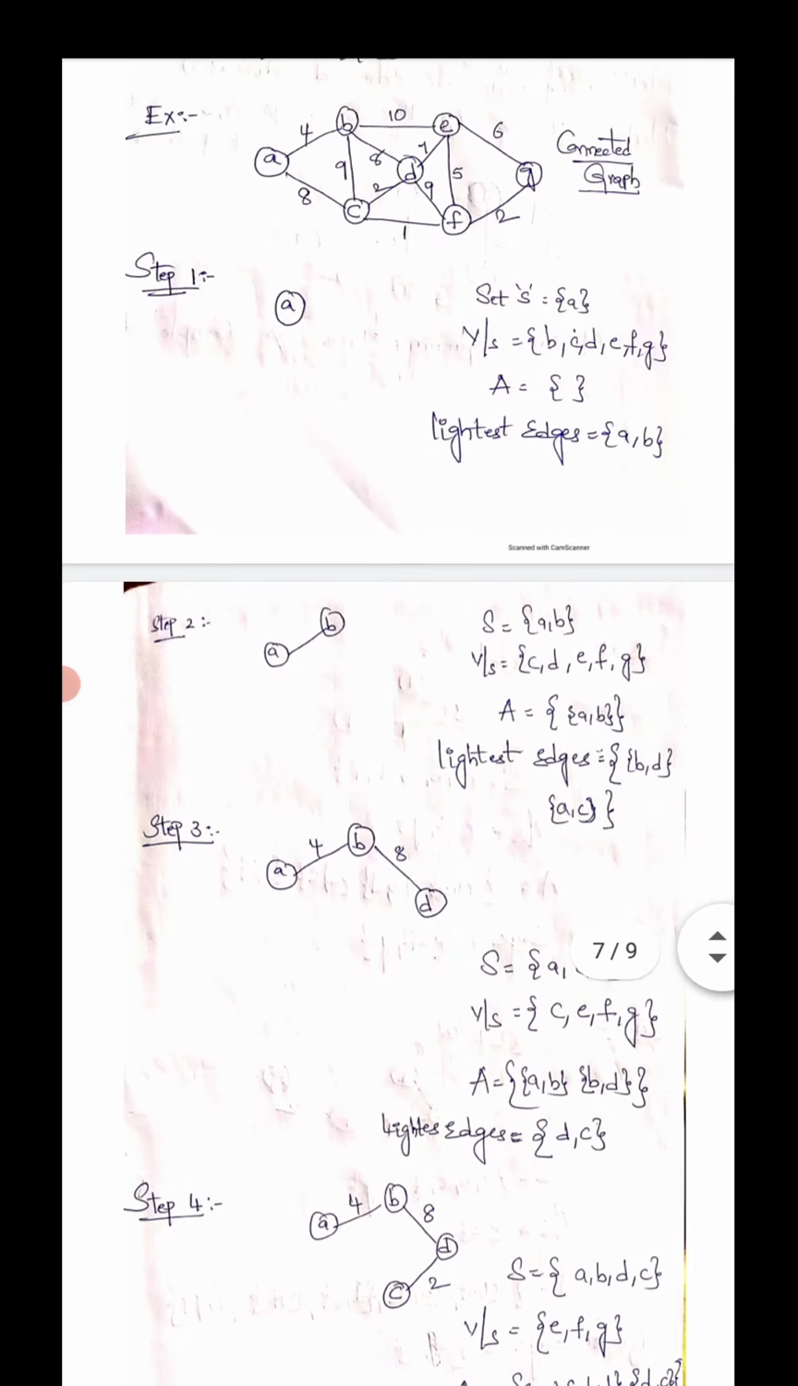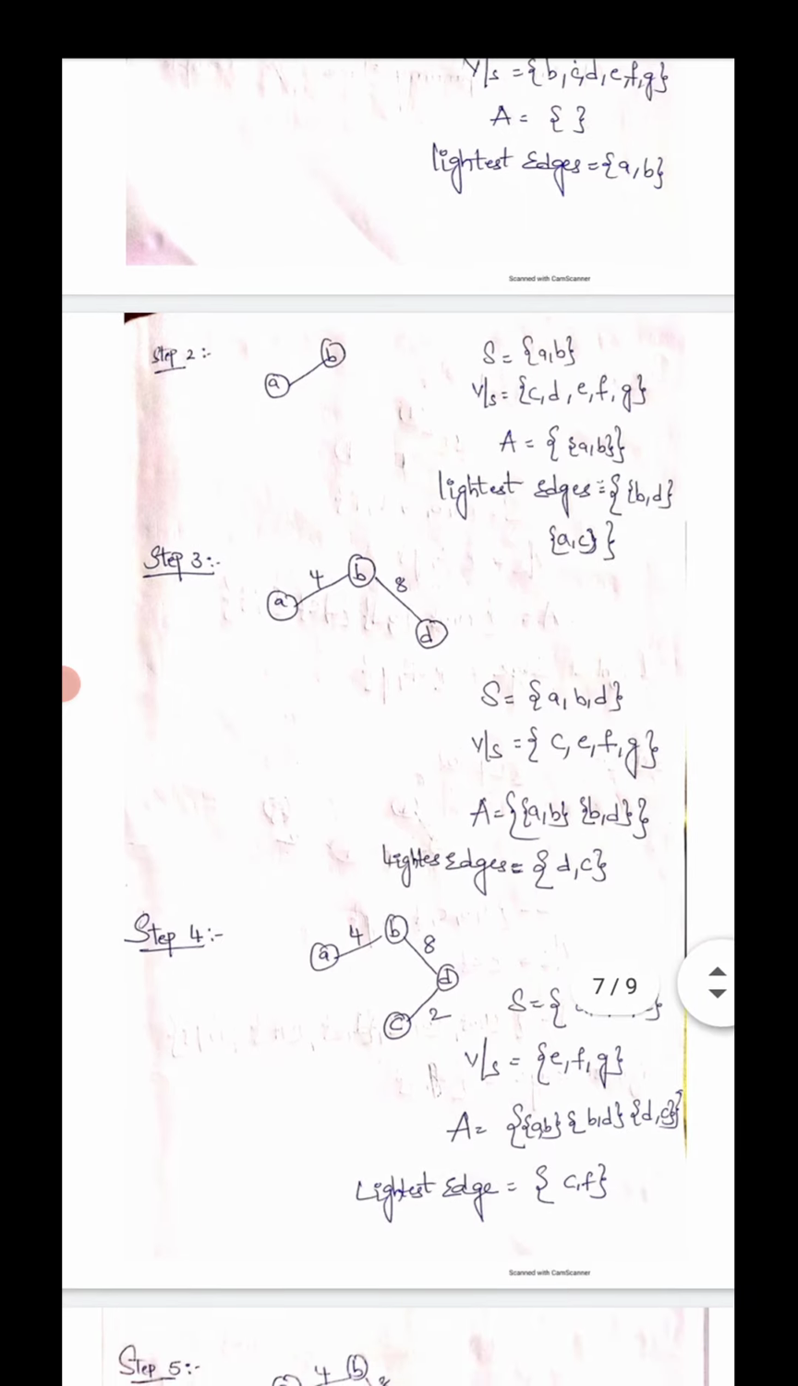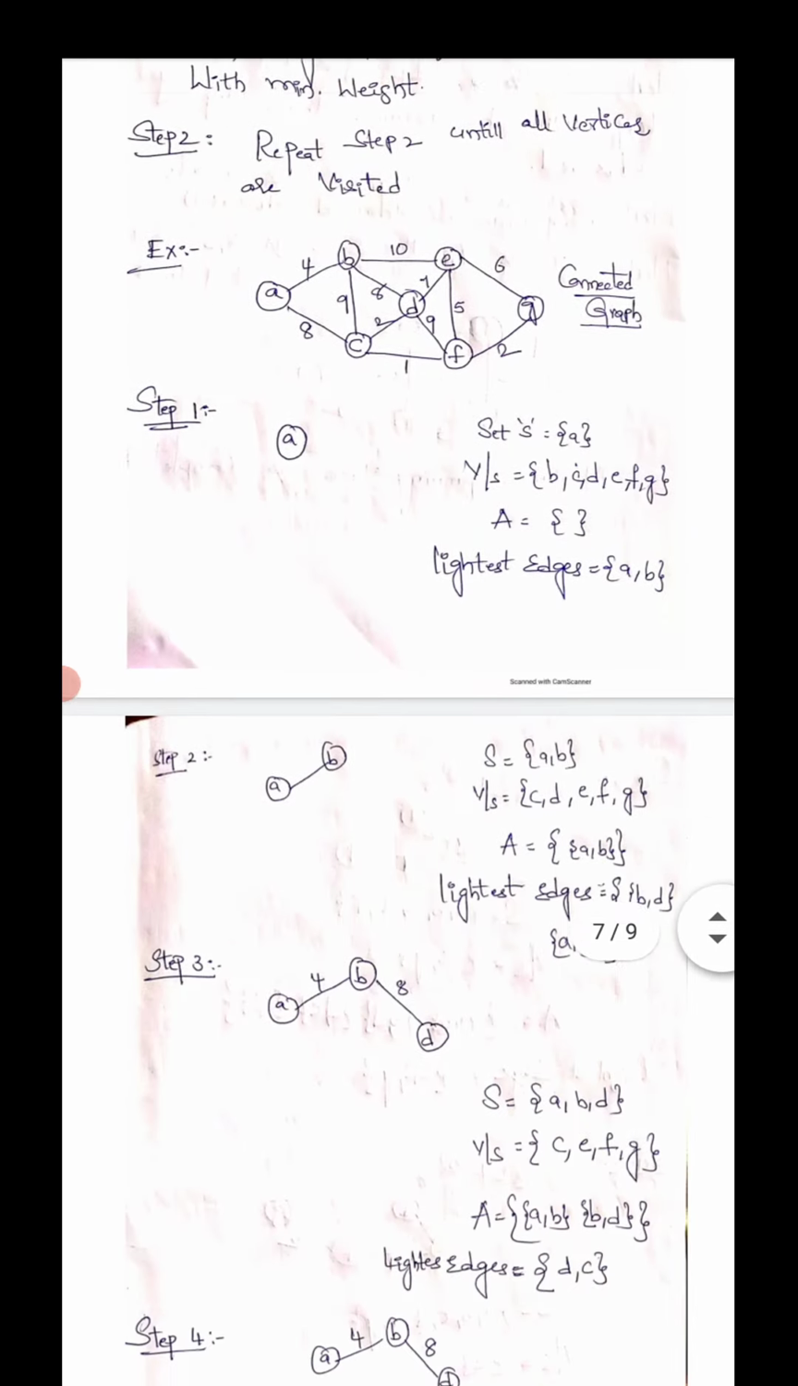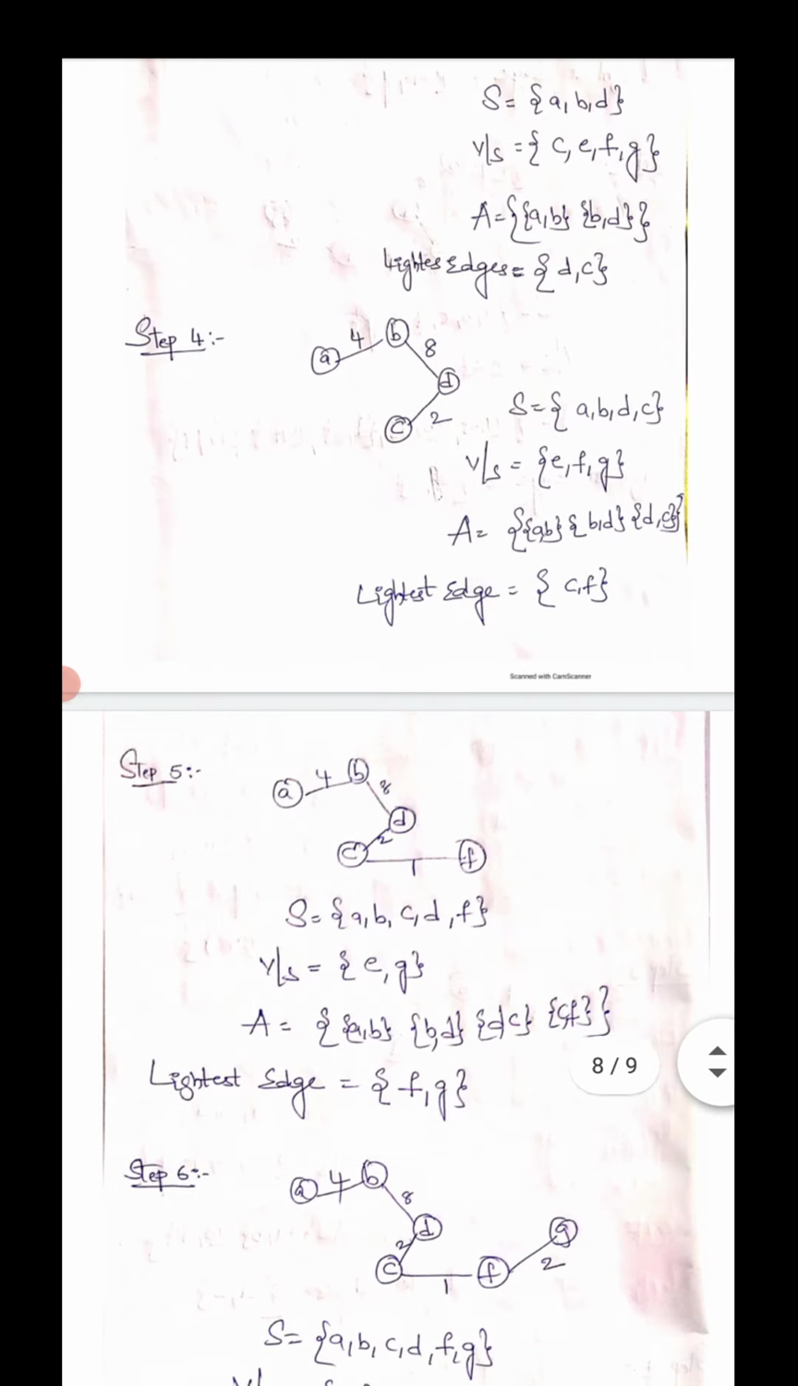Look here in the diagram example. C comma F is the lightest edge. That's why we can write the lightest edge as C to F, C comma F. Now up to here, that is step 4. Now you have to look at step 5.